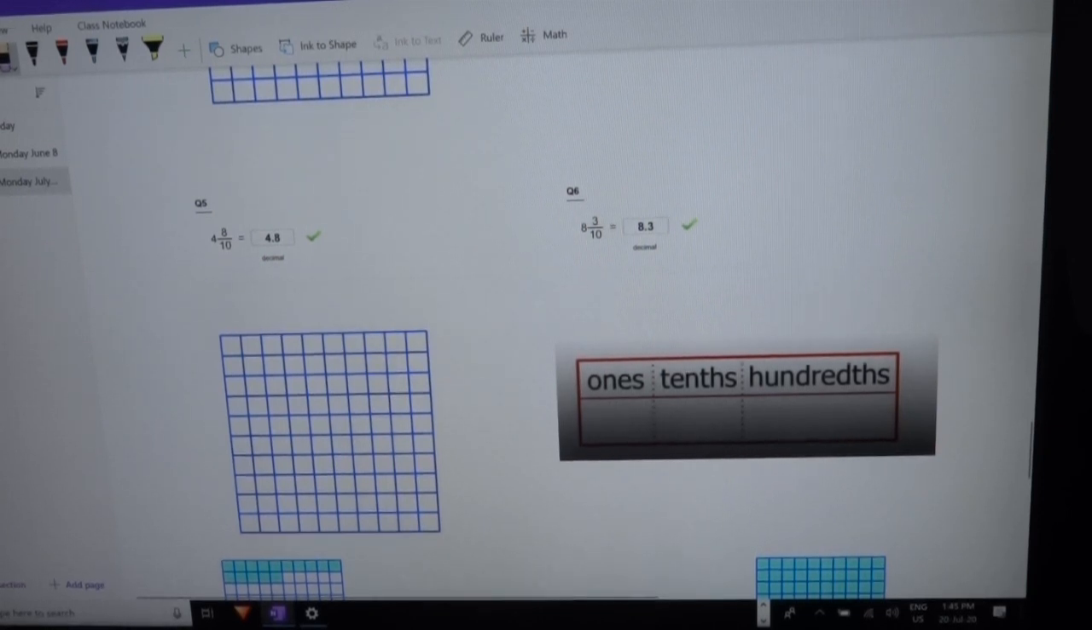If I then look at the second problem there, question 6, I've got 8 and 3/10ths. So I've got 8 ones, or 8 units as I call them. Decimal point goes between the ones and the tenths. How many tenths have I got? 3. So my answer for that is 8.3.